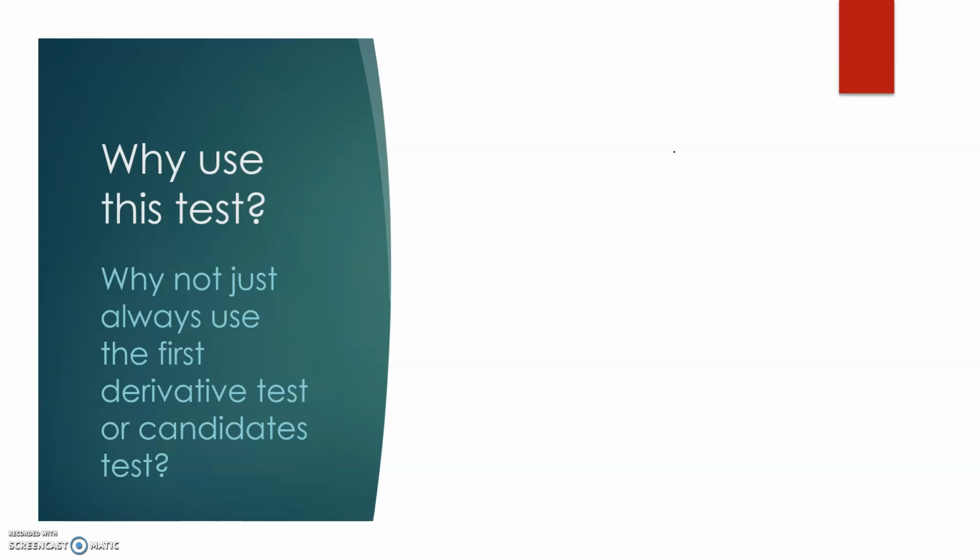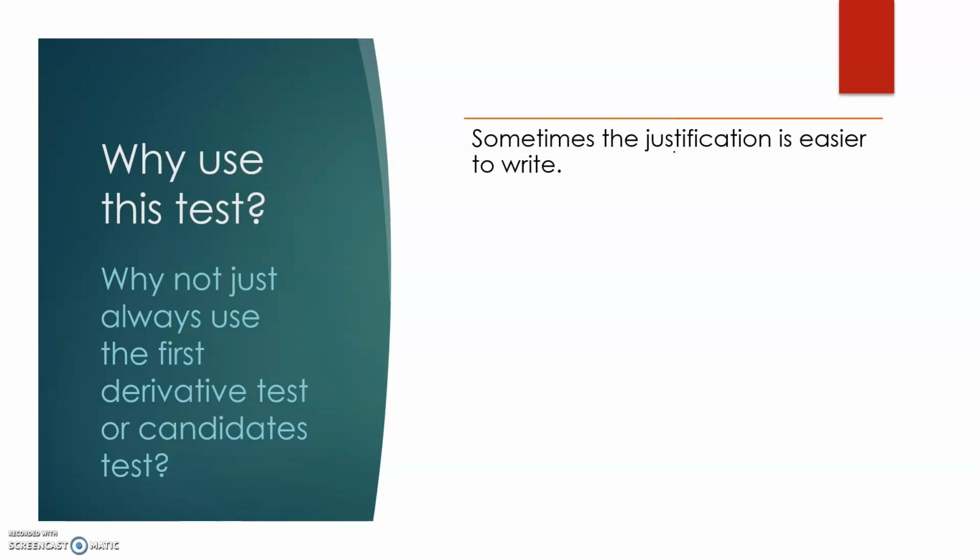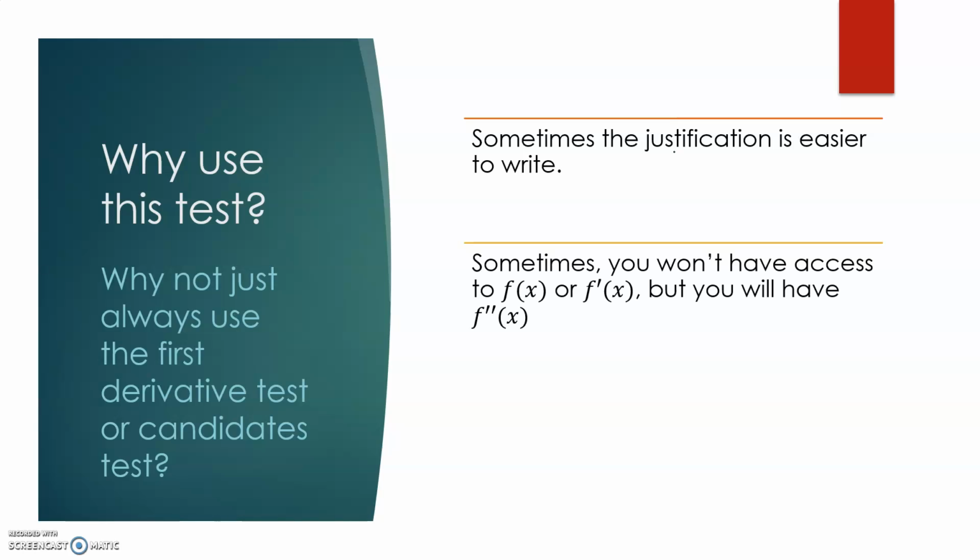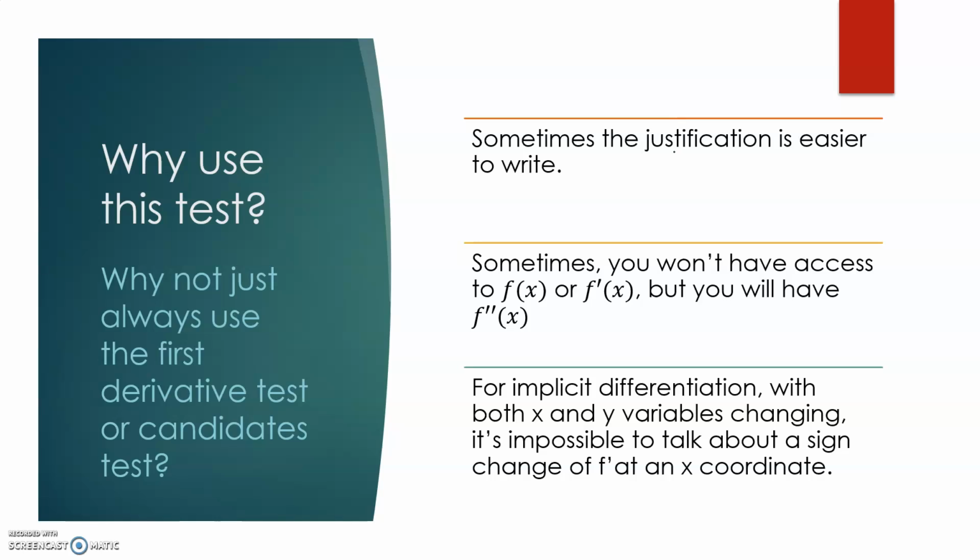So reasons to use this test: why don't you just always use the other two tests? Usually you can get away with just the other two tests, but sometimes the justification is just easier to write. Sometimes you're not going to have access to f or f prime, and you'll be given f double prime instead, and then you can't use either of the first two tests. And for implicit differentiation, with both x and y variables changing, it's really impossible to talk about a sign change of f prime at an x coordinate. So you have to rely on the concavity of your curve at that point.